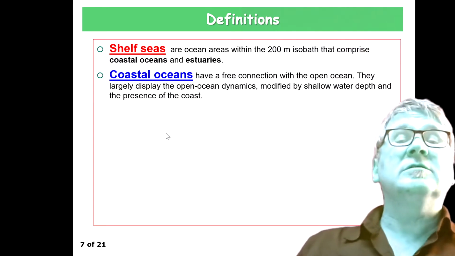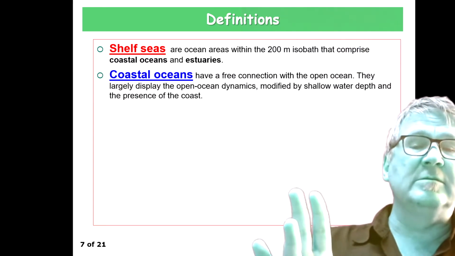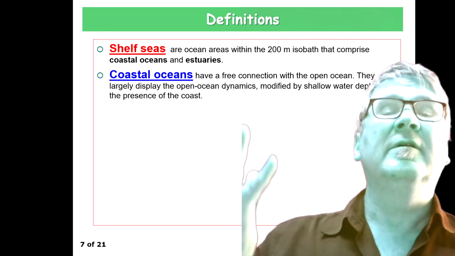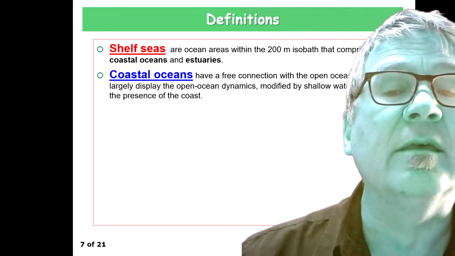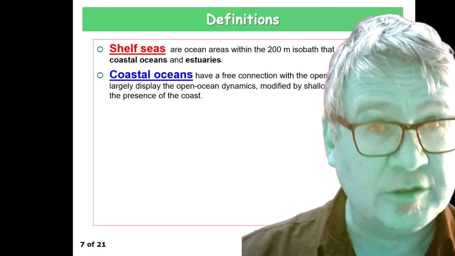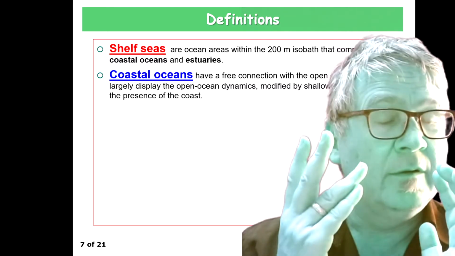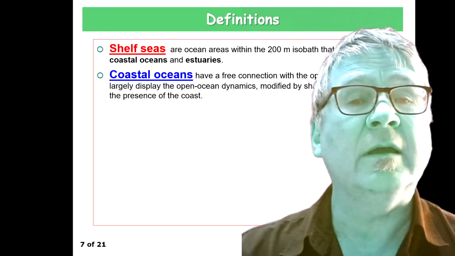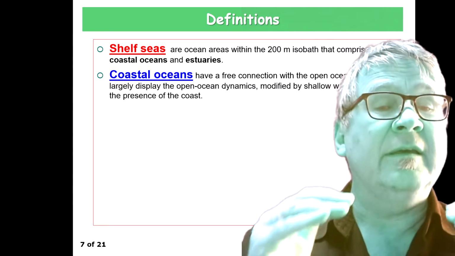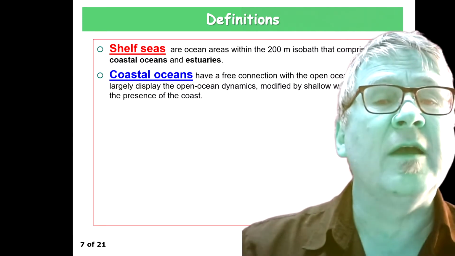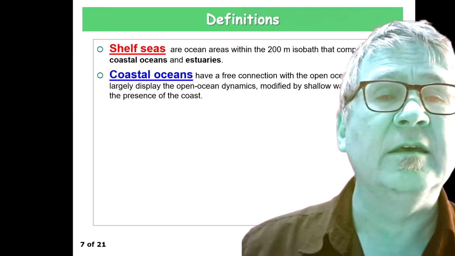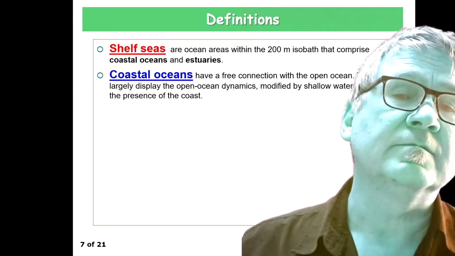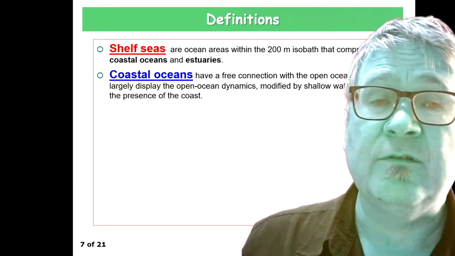So coastal oceans have a free connection with the open ocean. They largely display open ocean dynamics modified by shallow water depth and the presence of the coast. We talk about special features in many lectures. And this is the coastal ocean. Essentially, coastal oceans are regions where you have wide regions of relatively smooth, relatively shallow continental shelf.